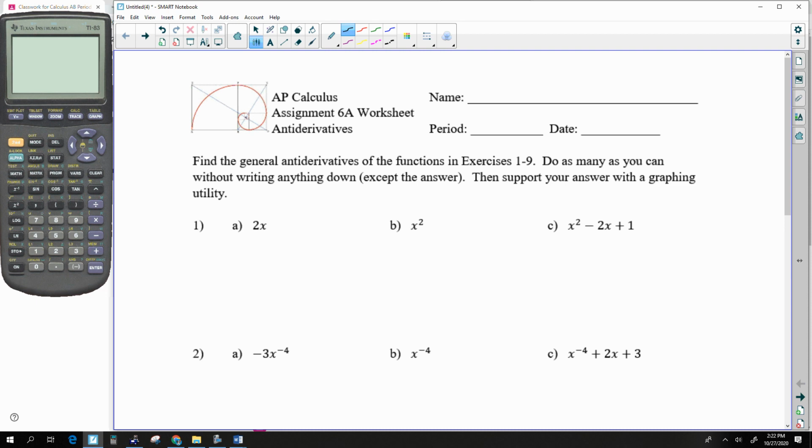Let's go ahead and get to some problems. Here, we increase the exponent, and we divide. So divide by 2 makes 1. Hooray, add your constant.